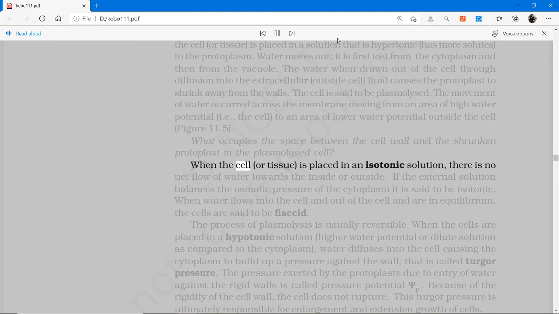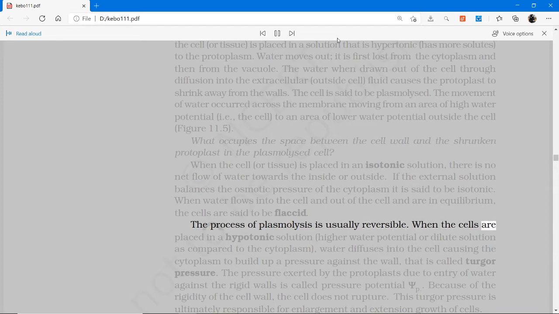When the cell, or tissue, is placed in an isotonic solution, there is no net flow of water towards the inside or outside. If the external solution balances the osmotic pressure of the cytoplasm, it is said to be isotonic. When water flows into the cell and out of the cell and are in equilibrium, the cells are said to be flaccid. The process of plasmolysis is usually reversible.